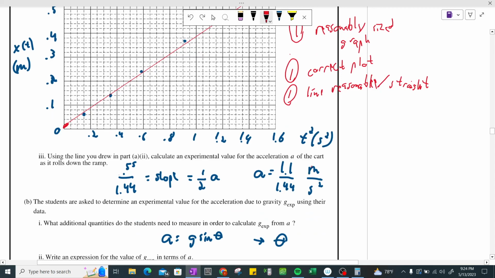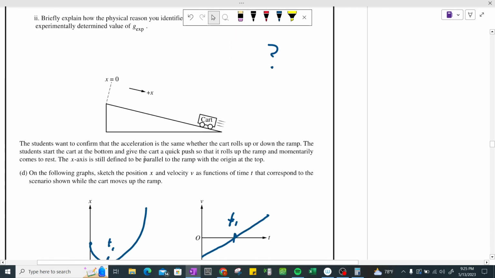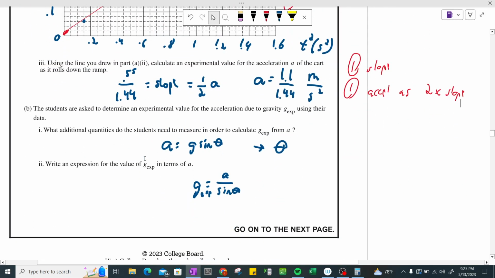For this, the experimental value for acceleration, I'd probably say 1 point for just solving for slope, and 1 point for acceleration as 2 times the slope. So that gets us to 8 points. So we've only got 4 points left, so I think we're going to have to go back and modify this. They will need theta. That's going to be 1 point for theta. And this will probably only really be 1 point. I just don't think they have enough points left.